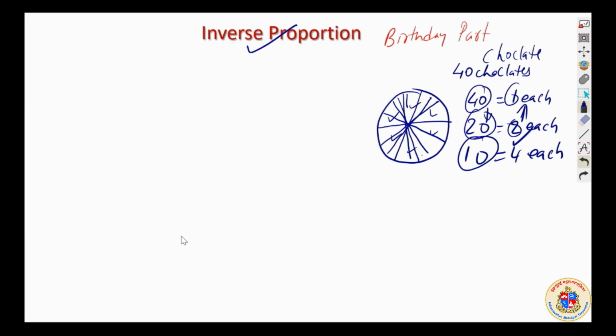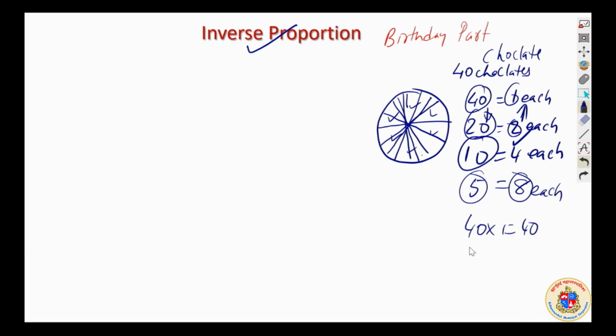So if only 5 students or 5 friends came for the birthday party, Mummy said give all the chocolate to everyone. You can give 8 chocolates to each friend. Lower the number of friends, higher this. So this is a classic example of inverse proportion. And in inverse proportion, the product will be constant.